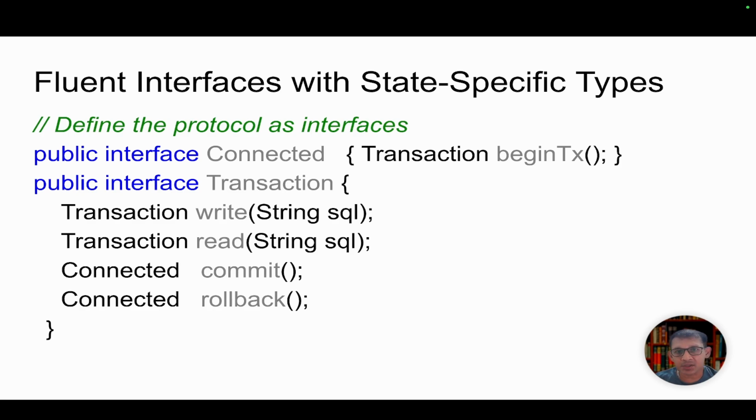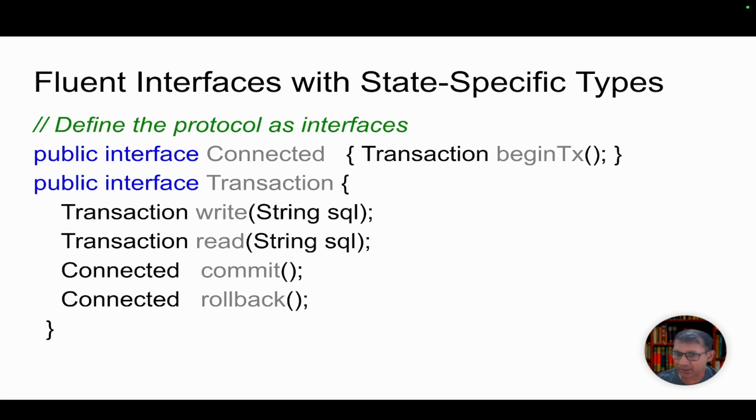The connected interface represents the state when no transaction is active. In this state, the only valid operation is to begin a new transaction. Notice that the begin transaction method doesn't return void or the same connected interface. It returns a transaction interface. This return type is the key insight. The method call doesn't just perform an action, it transitions the object to a new state with a different set of valid operations. The transaction interface represents the active transaction state.